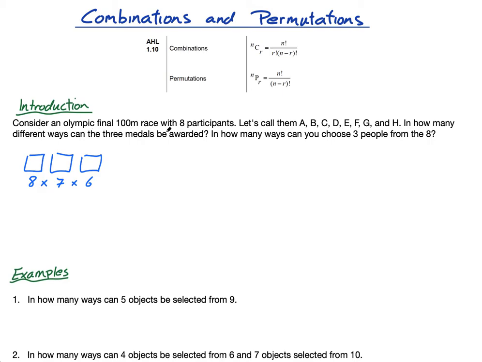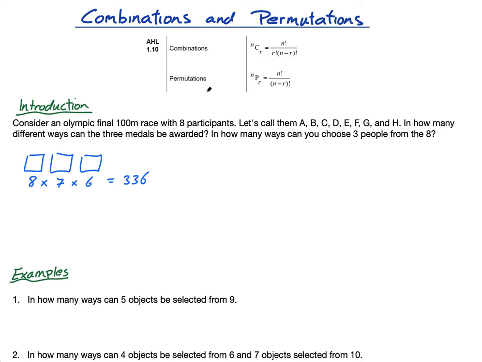So, in how many different ways can the 3 medals be awarded? This is my answer: 8 times 7 times 6. And the answer to that, let me just figure that out, 56 times 6 is 336. That's a lot of different ways that the 3 medals can be awarded. So, how did I do that? Well, I showed you how I did it, but how does it relate to this?